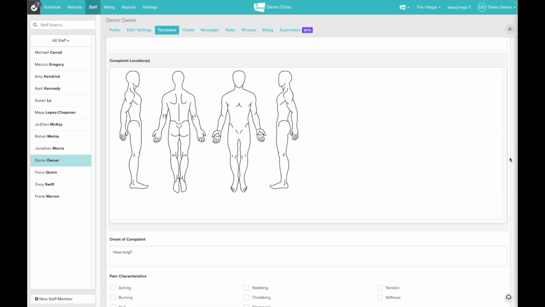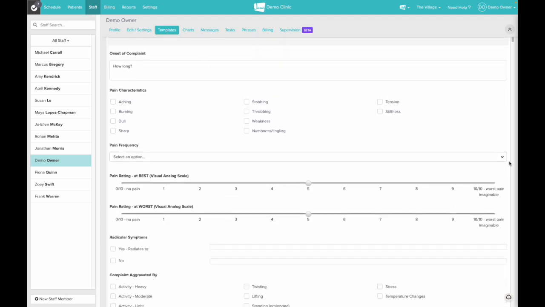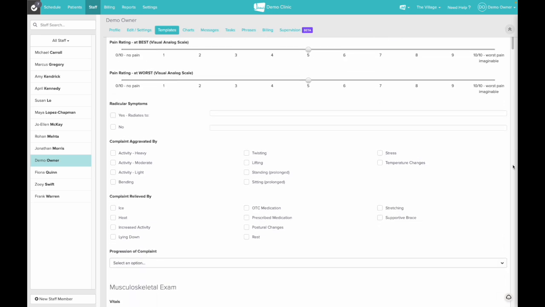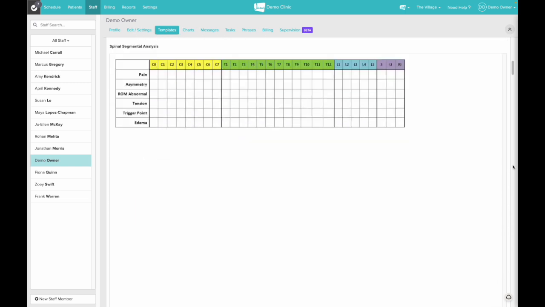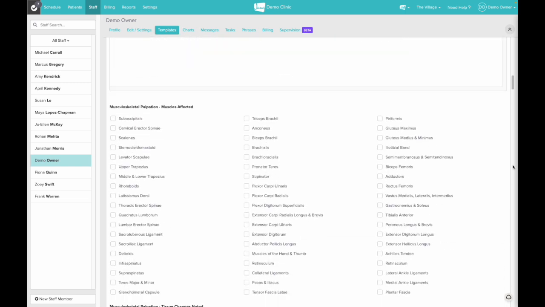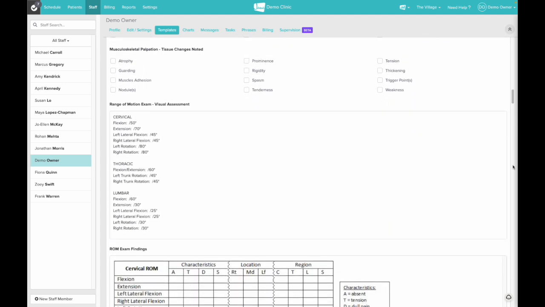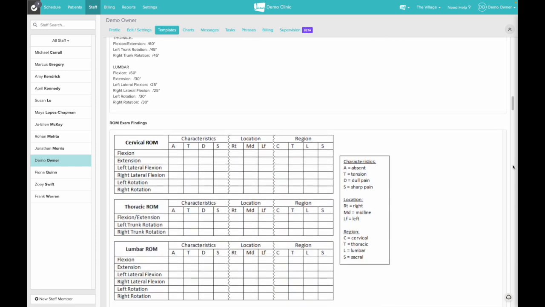Onset of pain, pain characteristics, certain objective scales, which are really great if you're dealing with motor vehicle accident patients or workplace safety or WSIB patients in Ontario. Different forms of their complaints in terms of postural analysis, which spinal segments are out or which ones are fixated, all different musculature impacted that we find, ranges of motion with standard ranges of motion already populated here, so we can see where a patient falls in during their initial examination.